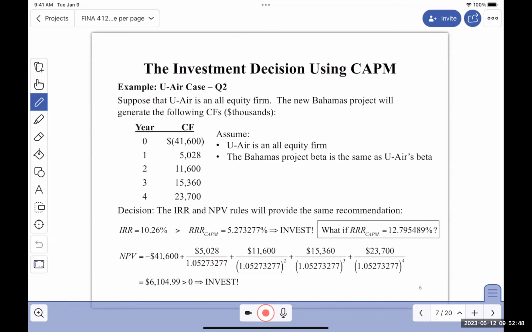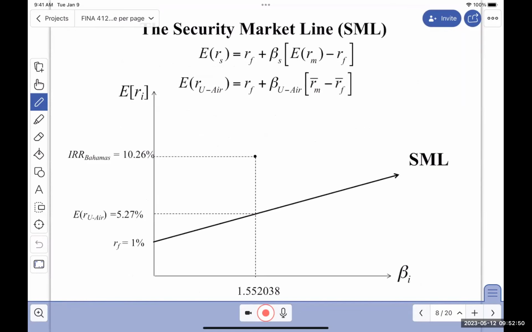And let's put this now onto the security market line. On the security market line, we see it's way off. How do we conclude that it's way off? Here's UAir with this level of beta. This is the required rate of return for the firm. We did use the CAPM to get this 5.27 figure. But the fact that the Bahamas project is up here, what do we do with assets that are up above the line? They're undervalued, so we should buy them and hold them. In this case, the project should be pursued. It's valuable.